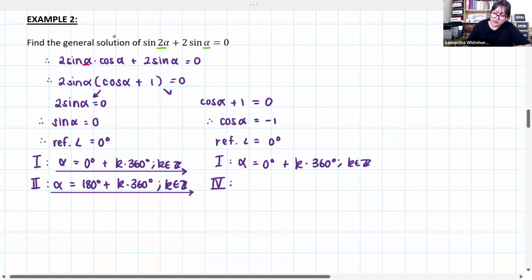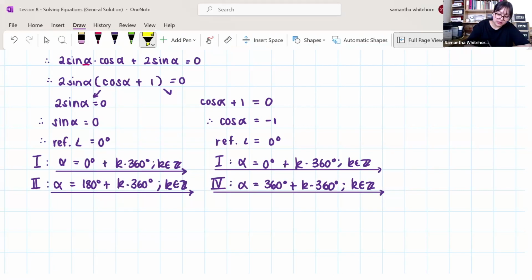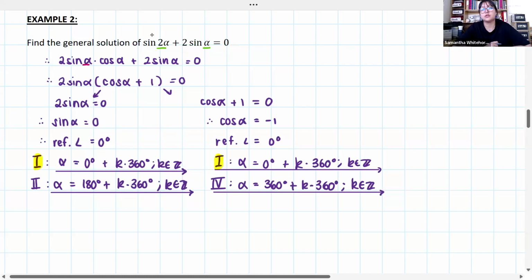And then your second solution in quadrant 4 is 360 minus 0, which is just 360. What I hope you notice is that out of your 4 solutions, 2 of them are actually the same. So this quadrant 1 solution for both the sine and cos ratios are the same.